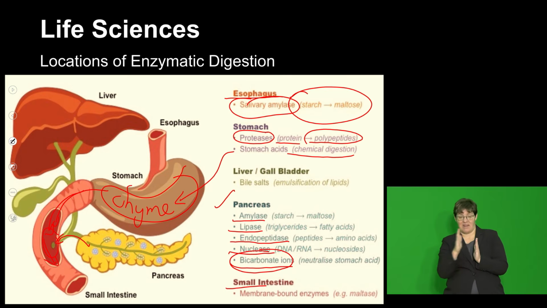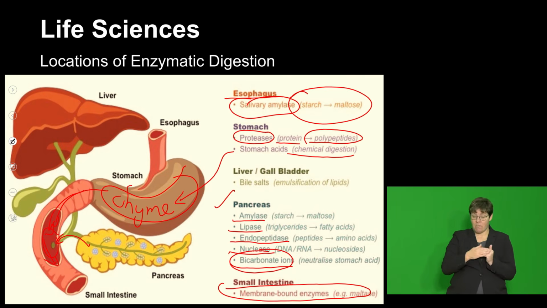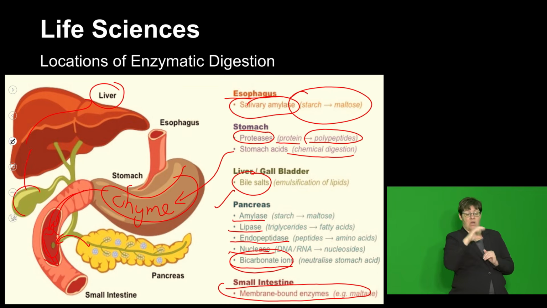We also see that the food is then broken up further in the small intestine. Let's not forget the function of the liver. The liver produces bile salts, which are temporarily stored in the gallbladder, which are then released via the bile duct into the duodenum, which helps in fat digestion.